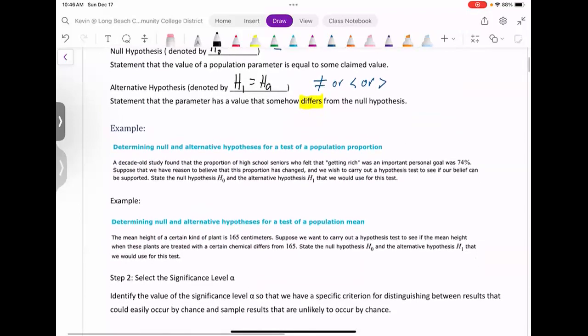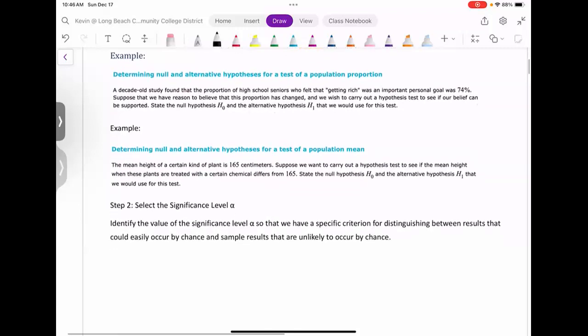All right, so let's determine the null hypothesis and the alternative hypothesis. This is always where we're going to start for all of these. So here we go. A decade-old study found that the proportion of high school seniors who felt that getting rich was an important personal goal was 74%. Suppose that we have reason to believe that this proportion has changed, and we wish to carry out a hypothesis test to see if our belief can be supported. State the null hypothesis and the alternative hypothesis to use for this test.